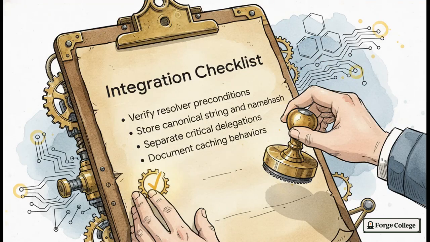Let's do a quick recap of your survival checklist. First, always verify your resolver preconditions. Second, make sure you store your canonical string and namehash in your deployment notes. You want your whole team on the exact same page. Third, separate your critical delegations. Keep public data totally isolated from contract-critical records to prevent nasty runtime surprises. And lastly, document your caching behaviors, because while smart contracts read instantly, off-chain caches absolutely do not.